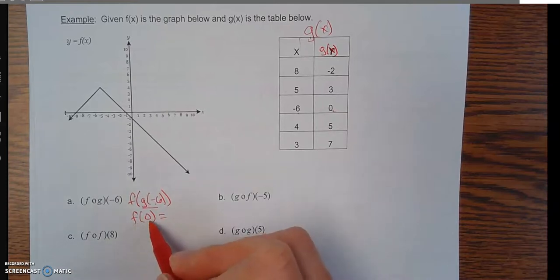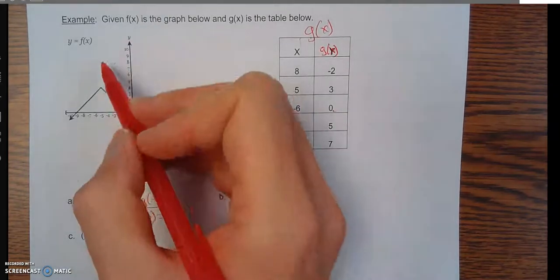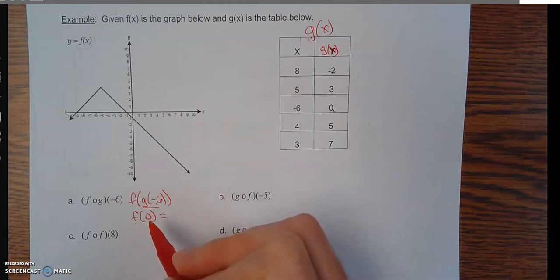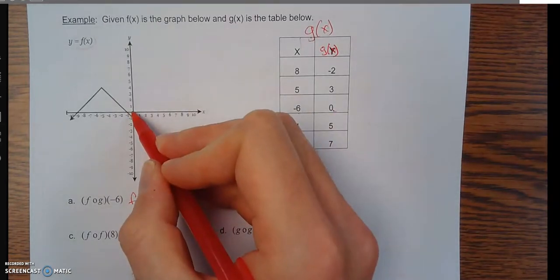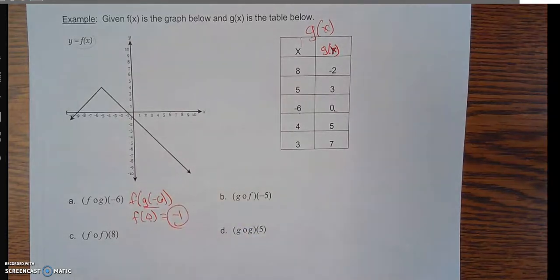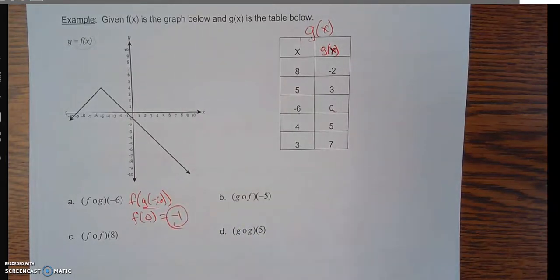Now it's asking me what's f of 0. Well, this is function f, the graph. So what do I get when I plug in 0? I need to go to 0 on the x-axis. So right here is 0 on the x-axis. My y value is -1. Okay? All right, so let's do another one.